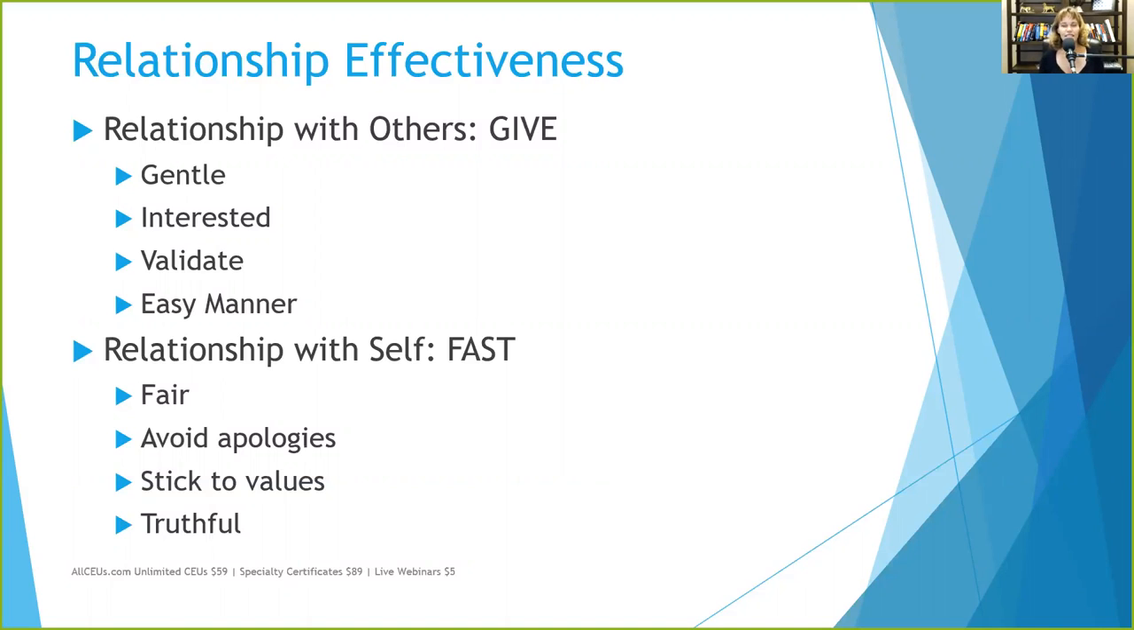And then in their relationship with the self, be fair with themselves. Not judgmental, just fair. Avoid apologies, stick to values, and be truthful. 12-step recovery, step 1 starts with honesty. Being honest with yourself. Step 2, we start talking about hope and faith, which is sticking with values and being fair to oneself. Being compassionate comes a couple more steps down. It's not hard or harmful for any of our clients to teach them to be fair, to be kind to themselves, and to be honest with themselves and others.